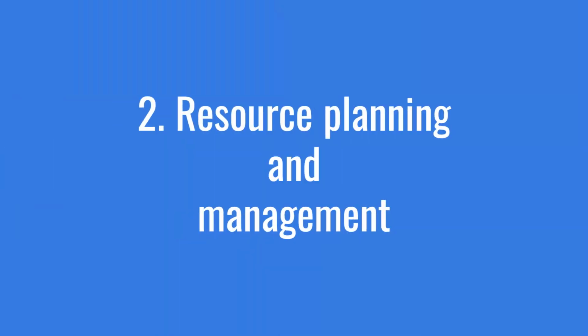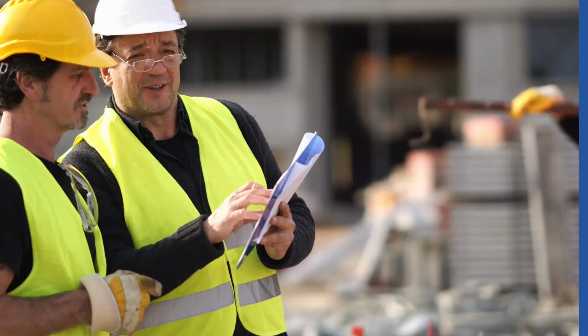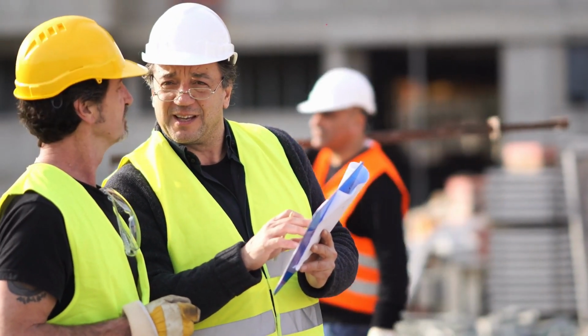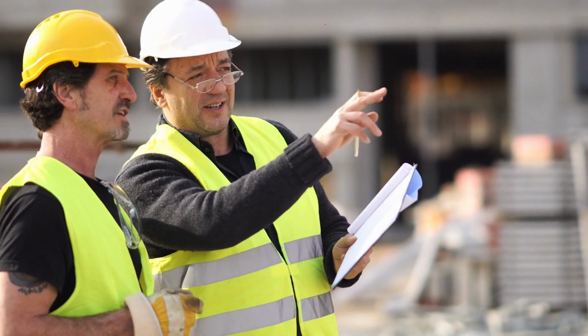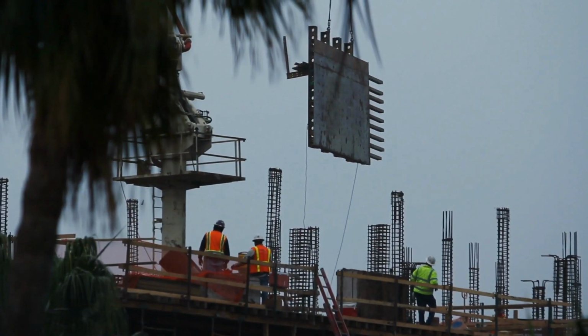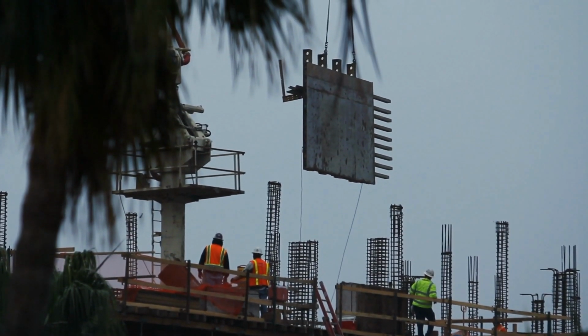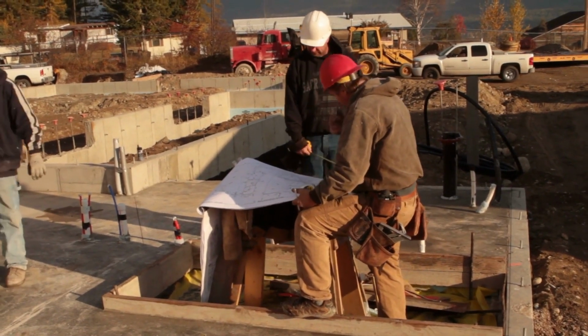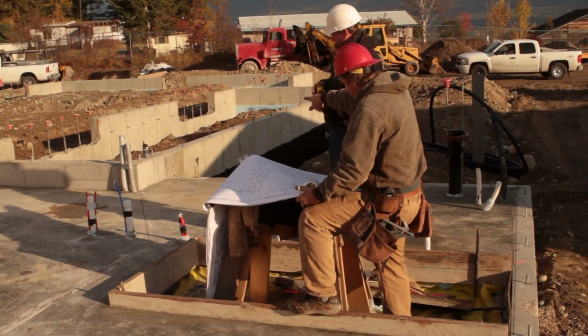2. Resource planning and management. In terms of resource planning and management, an industrial engineer can develop, for example, a construction schedule that optimizes the utilization of equipment and labor resources. It helps to reduce waste and improve the efficiency of work.